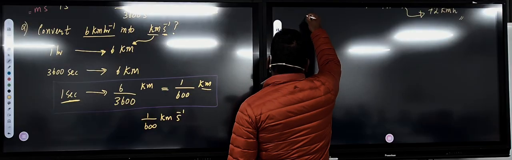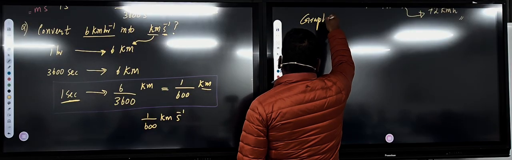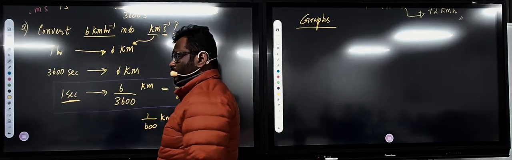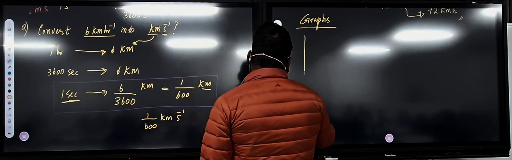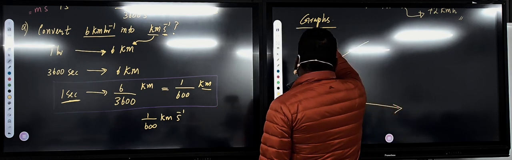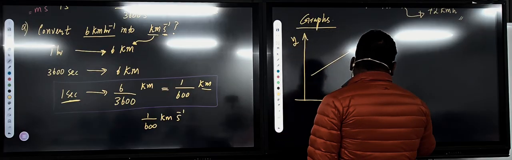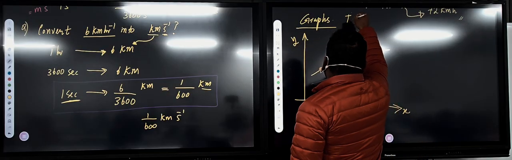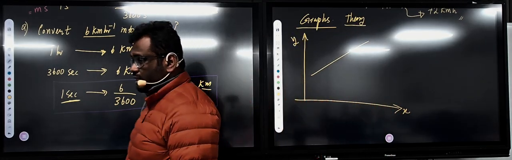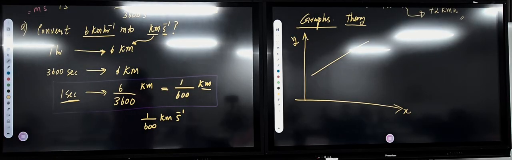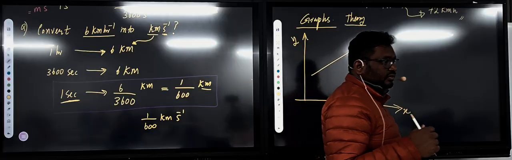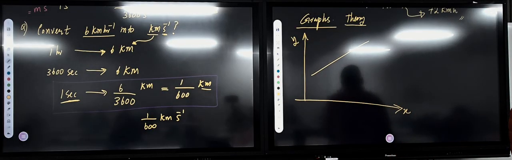Let's talk about graphs. If I give you a graph like this, it's a linear plot actually. This is y, this is x. So this is theory. If you have a graph like that, what are the details you can extract from a graph? Yes, that it is going at a steady pace. That is true.